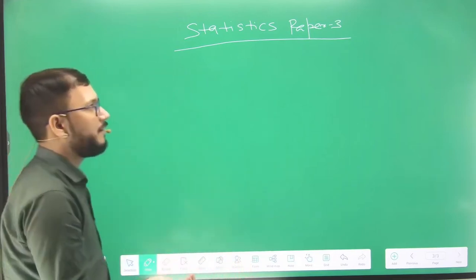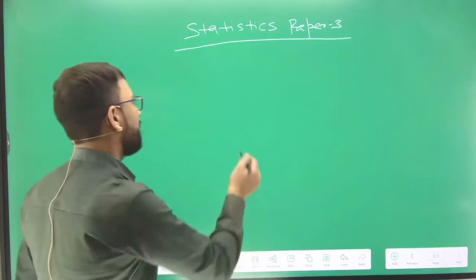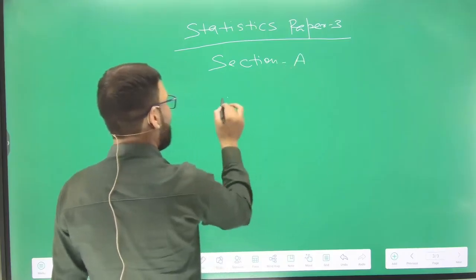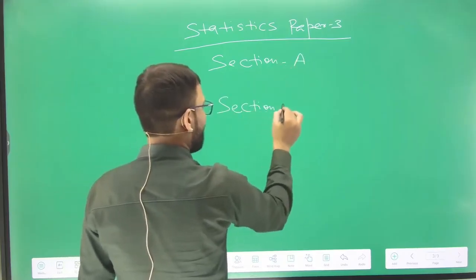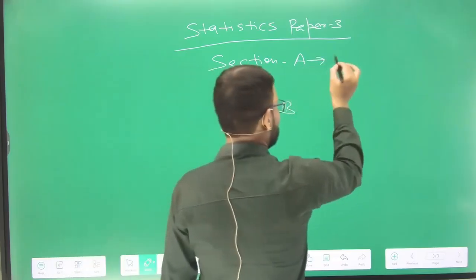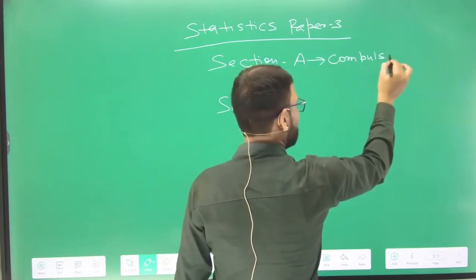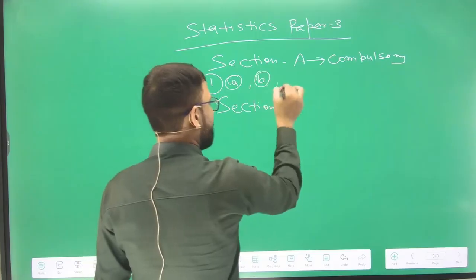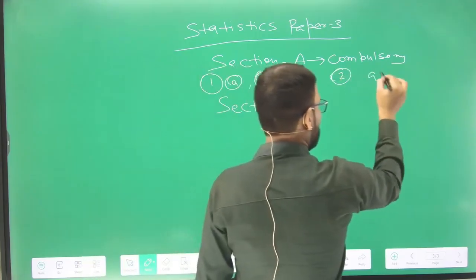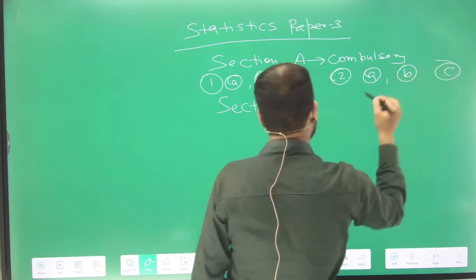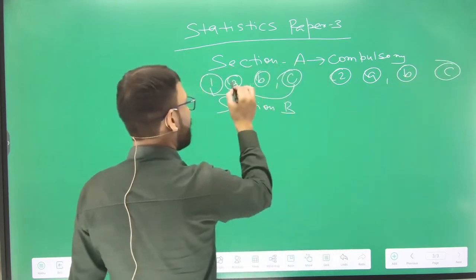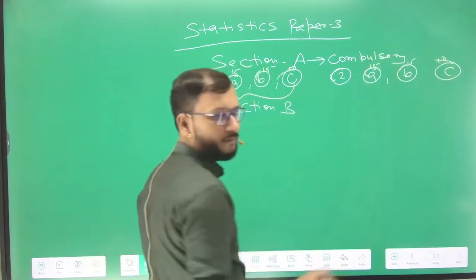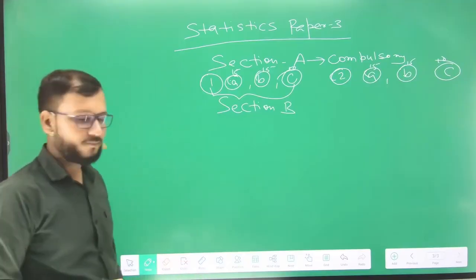In 2021 and 2022, see here what the pattern is. They are asking the questions in two sections, section A and section B. Section A is compulsory, where they are asking two questions, question number 1 A, B, C, and question number 2 A, B and C. Each section contains 40 marks. Two questions will be 15-15 and one will be 10. Got the point? So 40 marks it will be.